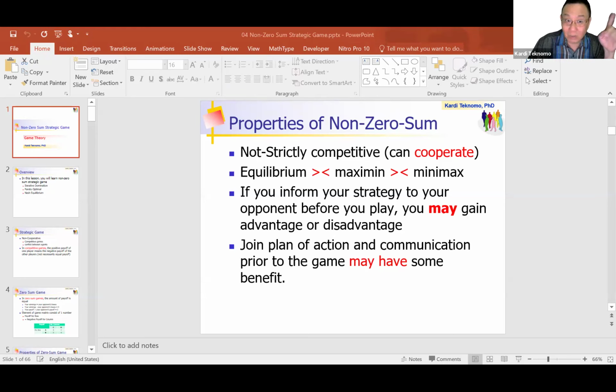It's not strictly competitive, meaning sometimes you can cooperate. And the equilibrium is not the same as maximin, not the same as minimax in general. And if you inform your opponent of your strategy before you play, there is a possibility that you may gain an advantage or disadvantage. So this is more general. And a joint plan of action or communication prior to the game may have some benefit. Can you see the difference between zero-sum game and non-zero-sum game? So this is more interesting.